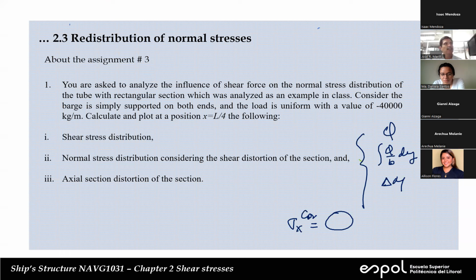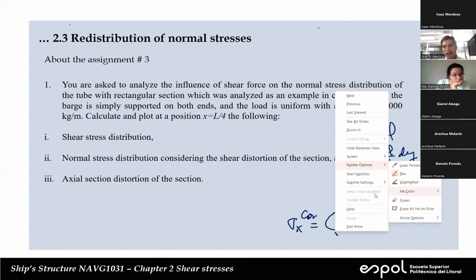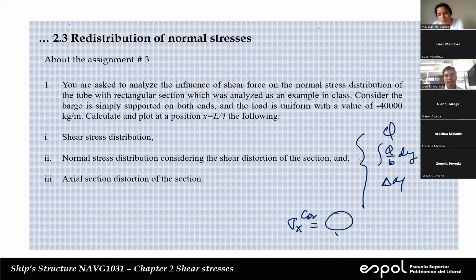What's the first term? That's the easiest one. What do we have here? I'm asking you to tell me if you remember what's the first term that we need in order to calculate the normal stress distribution considering the shear influence. What's the first term here? Do you remember the first term? It is minus M y over I sub c. And how do you call that? What's the origin of that term?